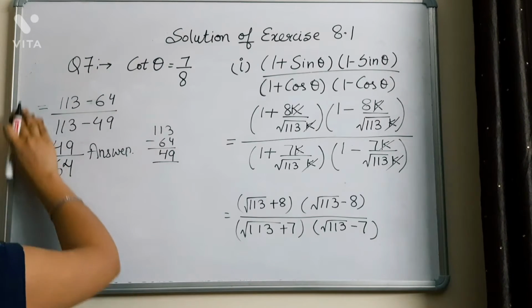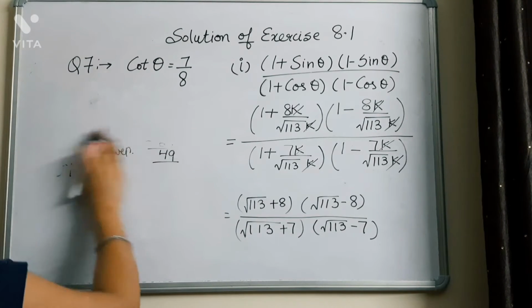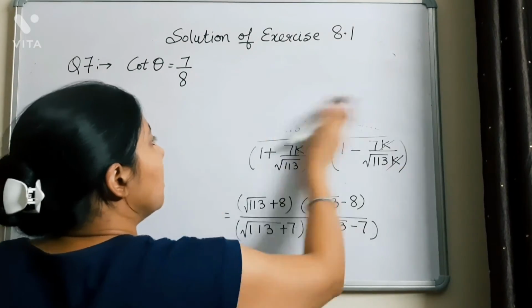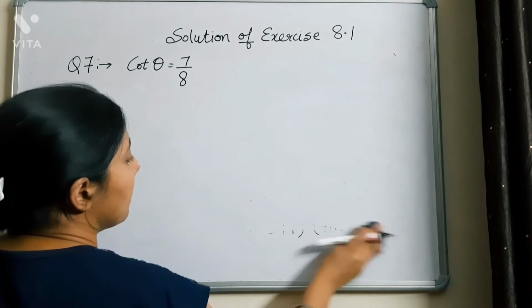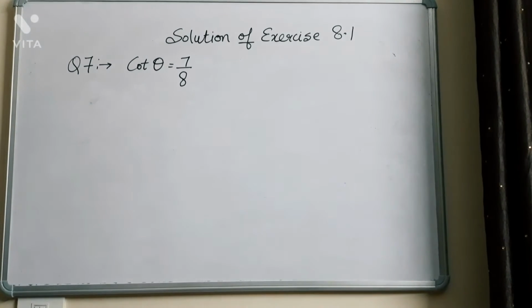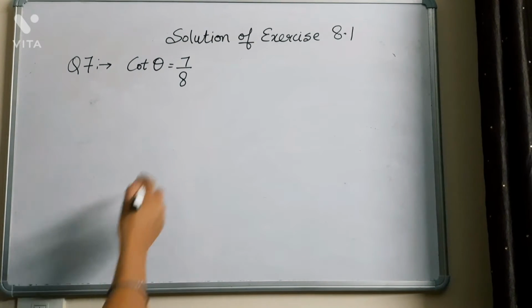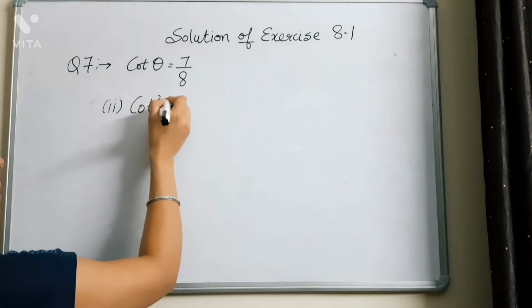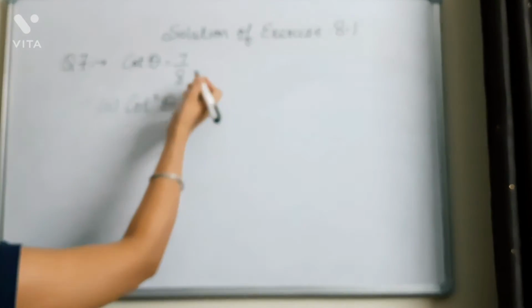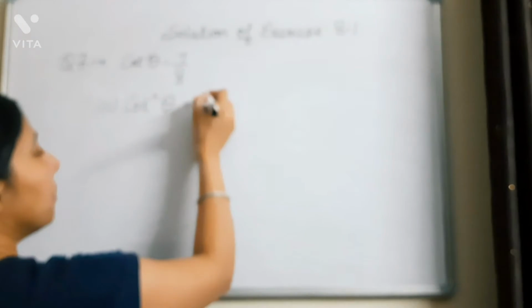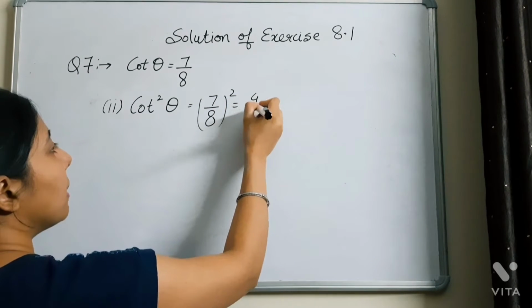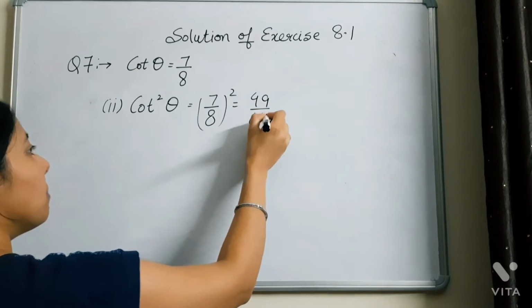So next part, let's jump to part number 2. What does part 2 say? Part 2 says find the value of cot square theta. So if cot theta is given to you as 7 by 8, then cot square theta will be 7 by 8 whole square, so that is 49 by 64. This is a very simple calculation.